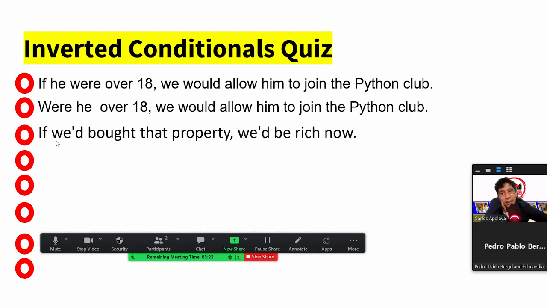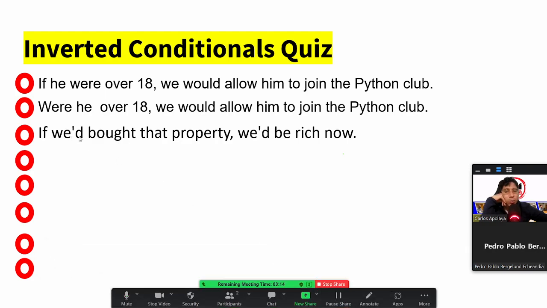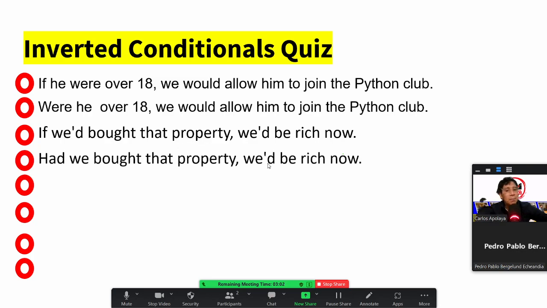Next, if we'd bought that property, we would be rich now. Esta es una mixed conditional, mira. If we had bought that property, resultando en presente now, we would be rich. Had we bought that property? Amazing. Sencillísimo.